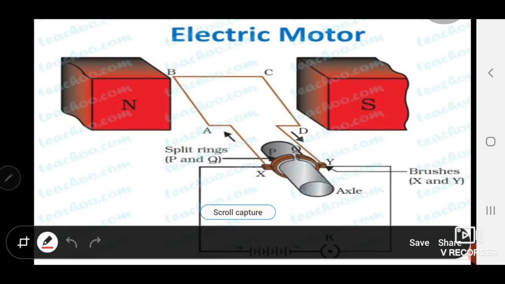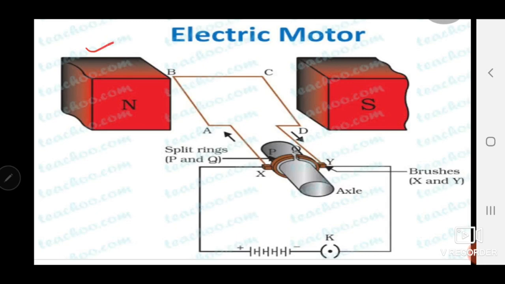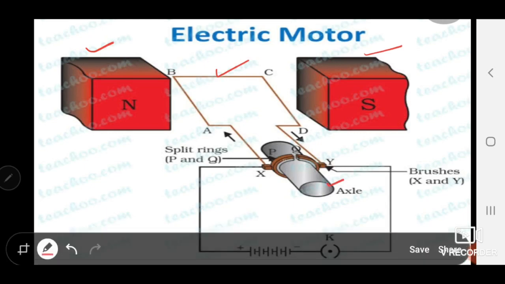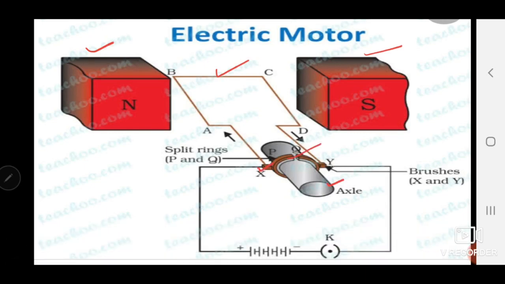As you see in this diagram, this is the schematic representation of an electric motor. In the previous class you learned the diagram, working principle and procedure of the AC generator, and this is somewhat similar. Look at the diagram: two powerful magnets, one conducting wire, an axle, the split ring, two brushes, the battery and the switch.